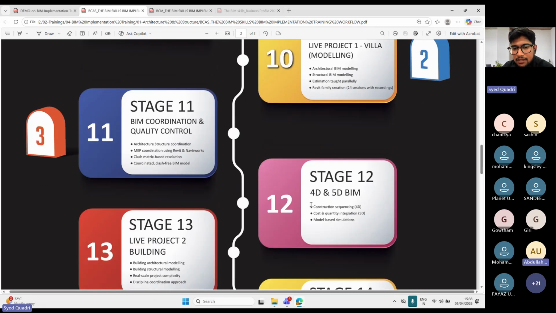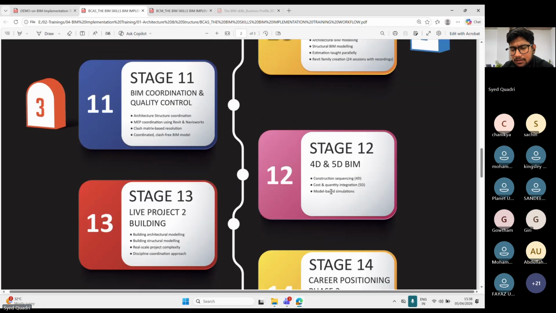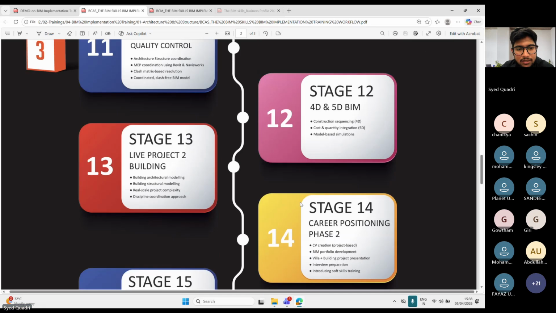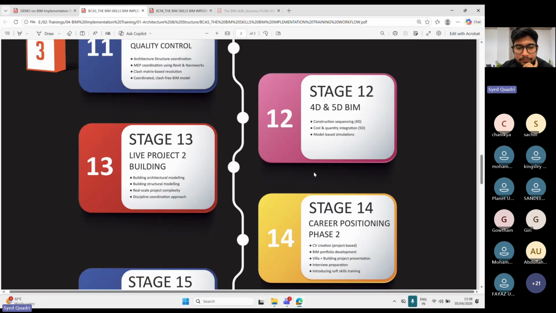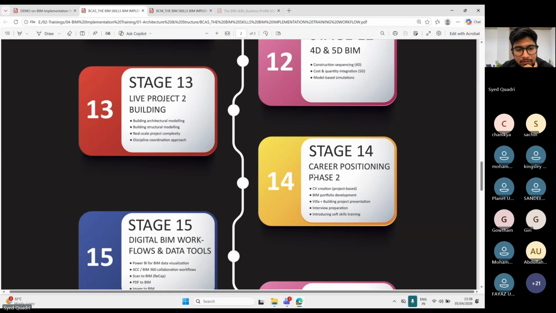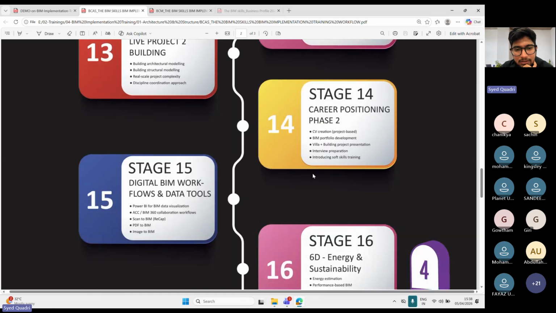Second thing, yes, 4D, 5D, we have, but using Navisworks we'll do the simulation. The tool we are using is Navisworks here, for both 4D and 5D simulation. Okay. Third thing you asked about is Power BI.